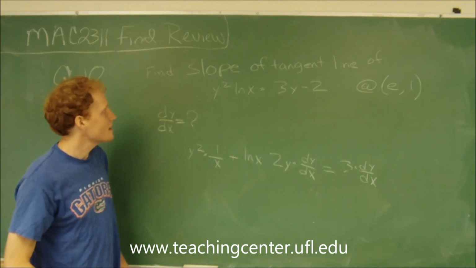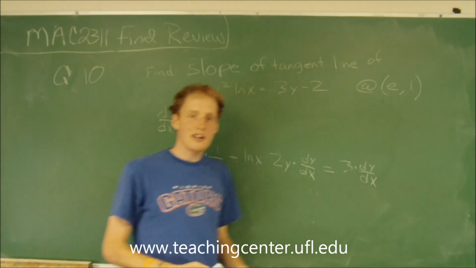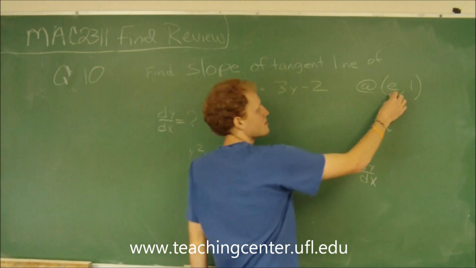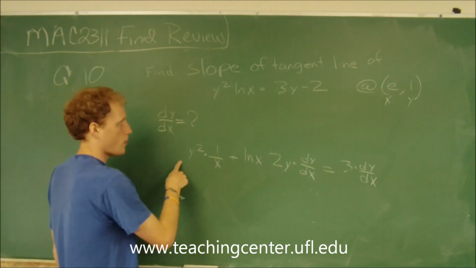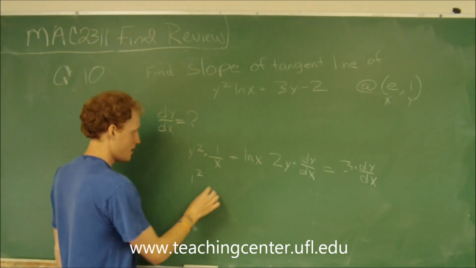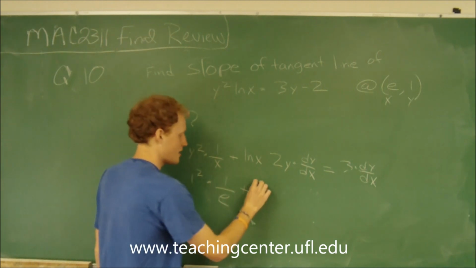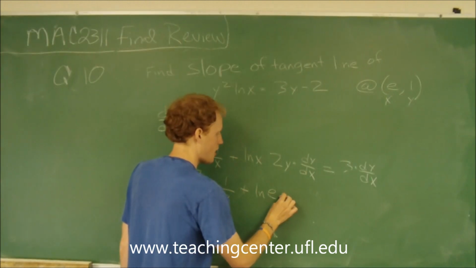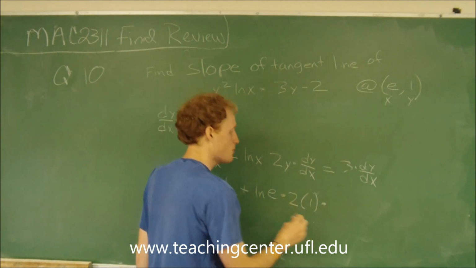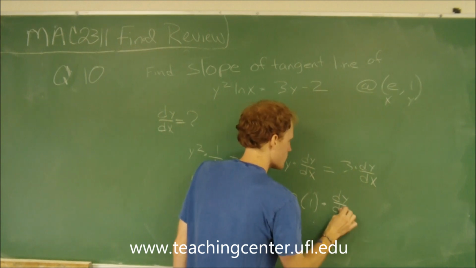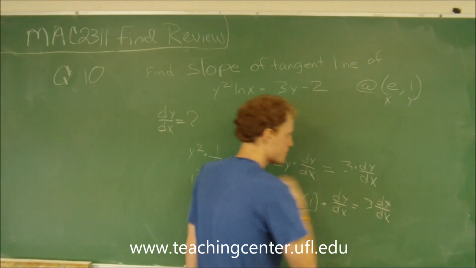Since we're finding the slope of the tangent line at a particular point, we can go ahead and plug in our x and our y. So that's x and that is y. So we have y is 1, so 1 squared times 1 over x, which is 1 over e, plus the natural log of e times 2 times 1, times dy over dx, and that would equal 3 dy over dx.